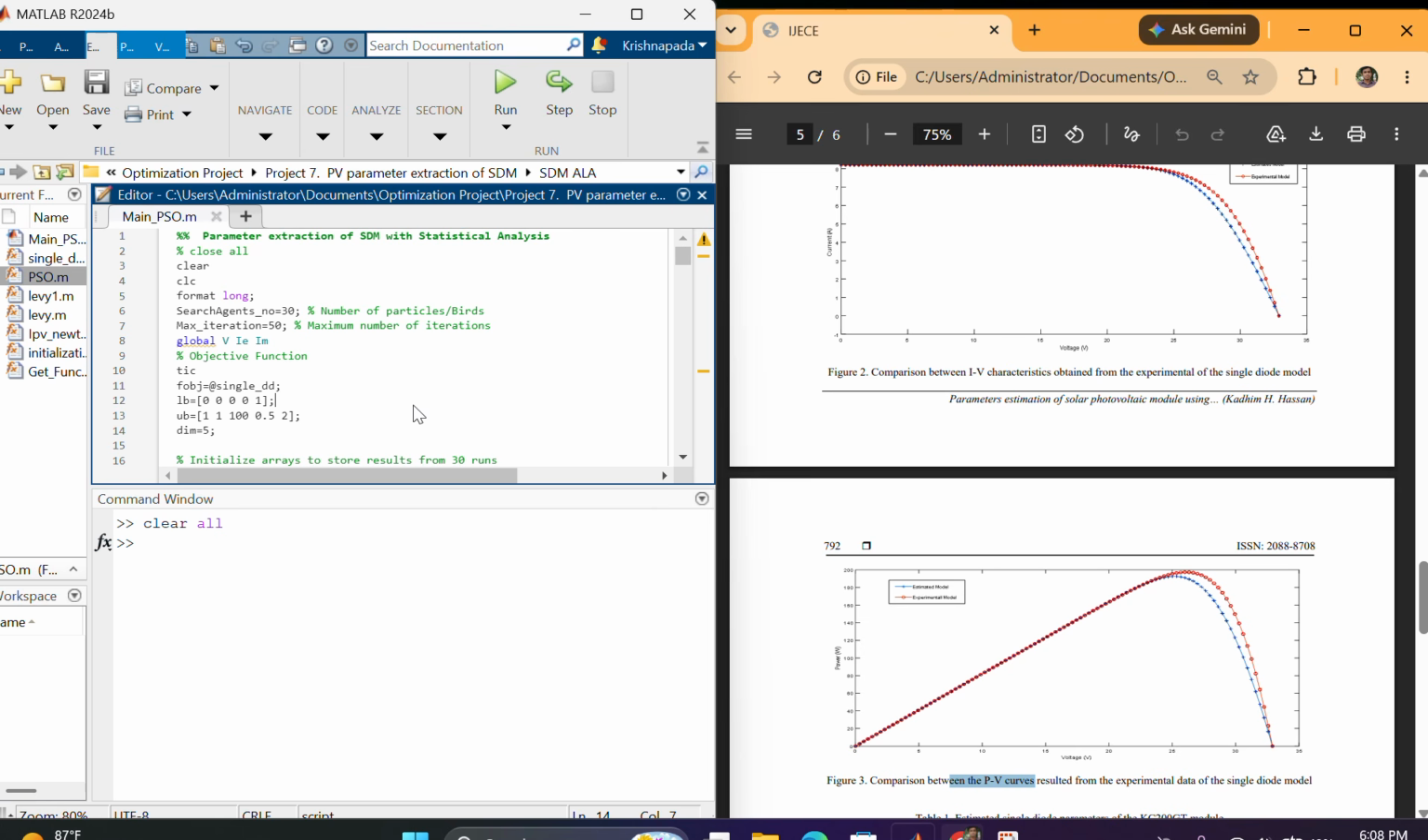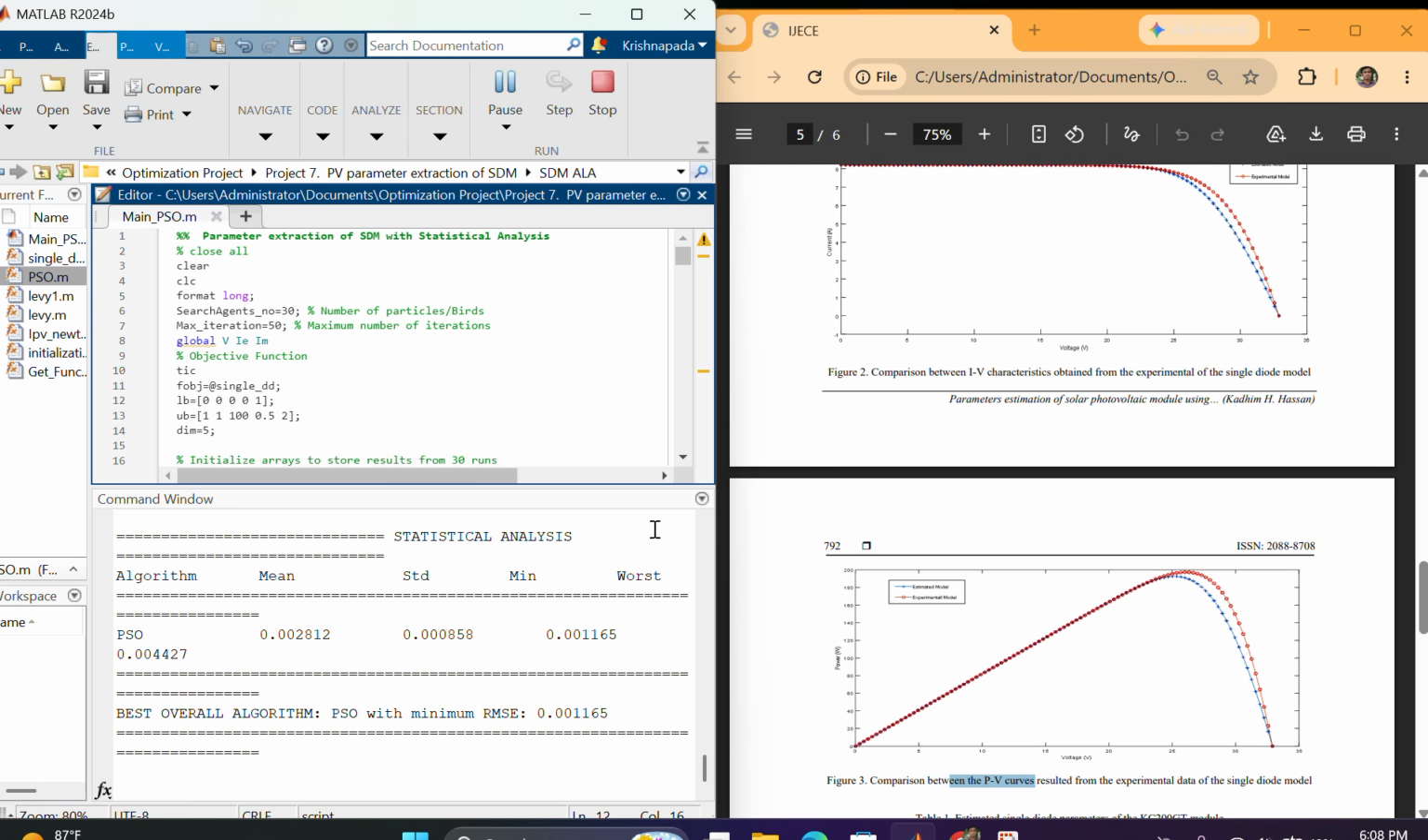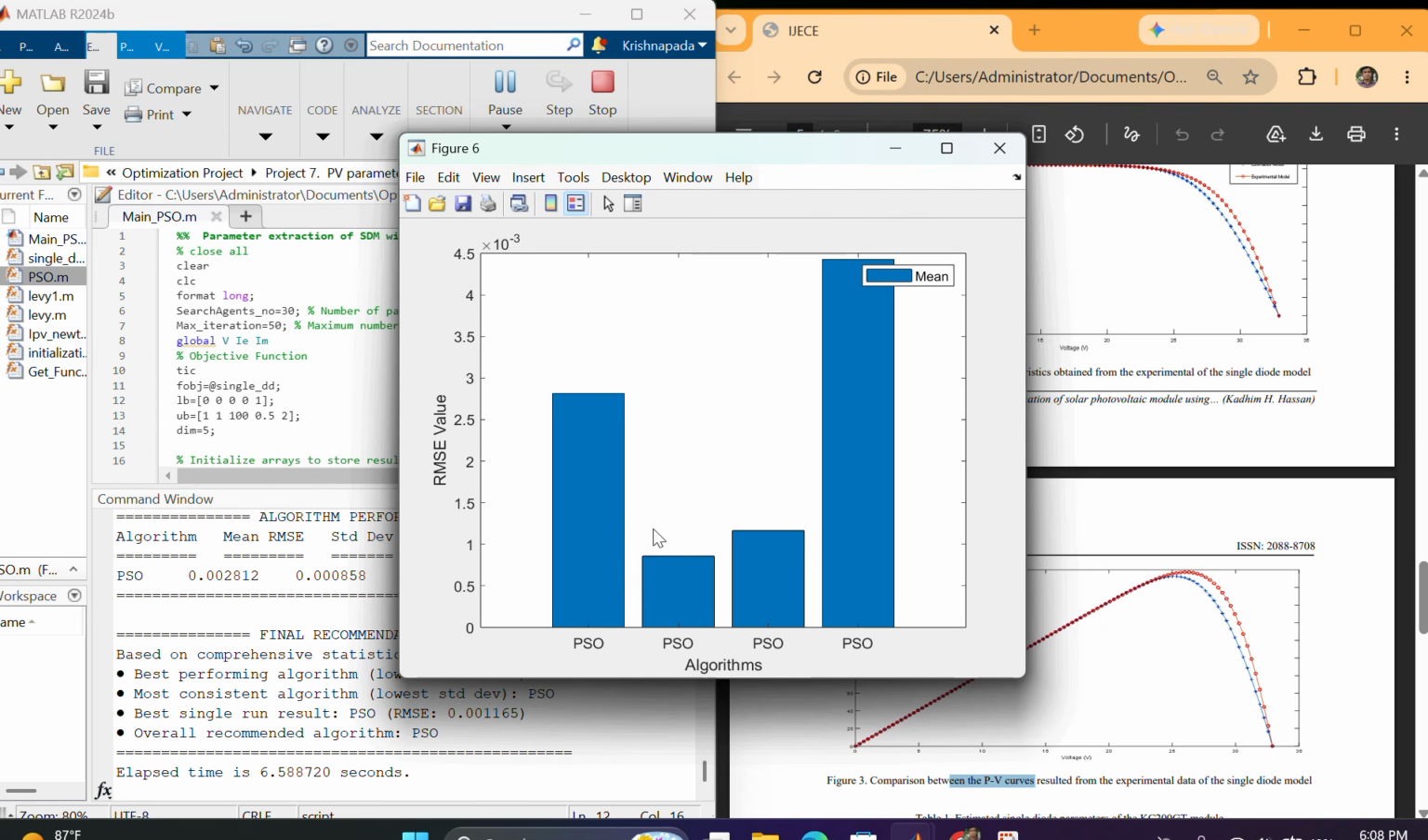Now I will run this file. After the run, we'll see some figures. Just wait a few seconds.